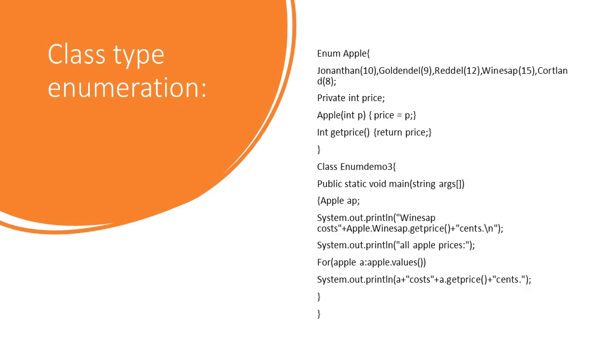Here we are seeing class type enumeration. This is important. I'm considering enum Apple. I took the example of apple and considered a few names under it: Jonathan, Golden Delicious, Red Delicious, Winesap, Cortland. Whatever values I have given inside the parentheses are the values for Jonathan, Golden Delicious, and so on till Cortland.